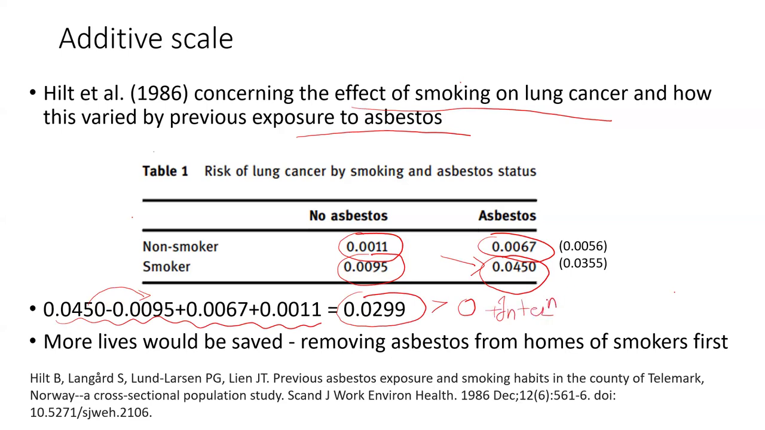And when it is a supra-additive interaction, it means you have to focus on individuals who have this particular exposure. It means removing asbestos from the homes of the smokers. Now here, if you feel that removing asbestos is an easier task than asking people to give up smoking, then this kind of analysis tells you that you will have a better impact if you focus on removing asbestos from homes of smokers first and then go to the other groups.